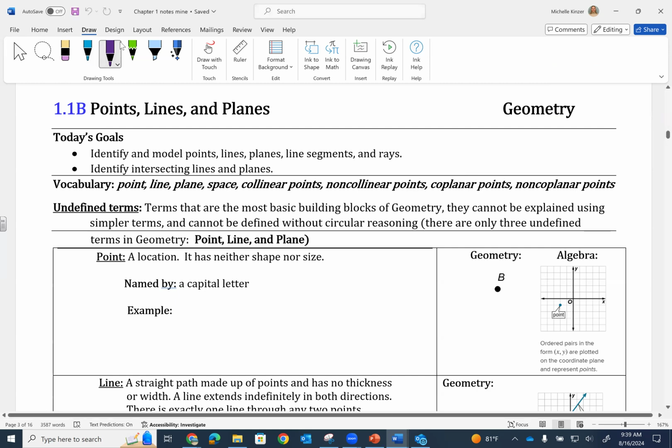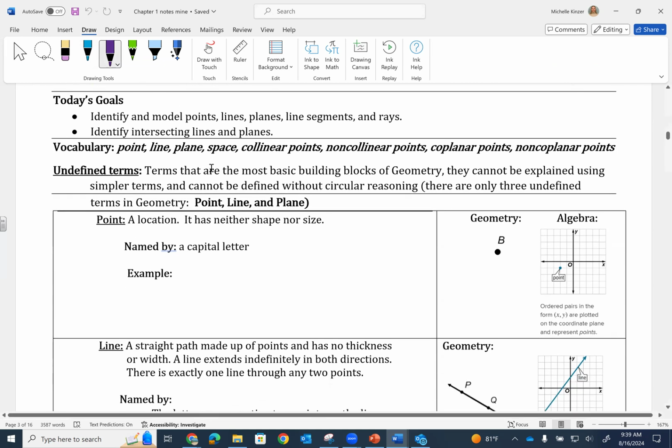We're starting a new topic in mathematics. One thing you should know is that there are some undefined terms. Okay, and so in geometry, these basic undefined terms are going to be point, line, and plane.